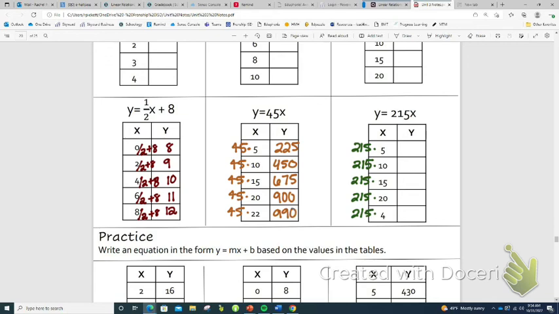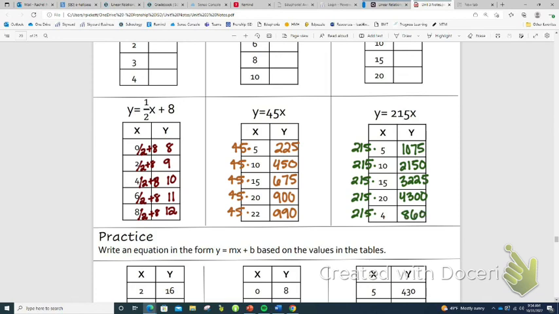Then if we look at y equals 215x, we're multiplying 215 times our x values. 215 times 5 is 1,075. 215 times 10 is 2,150. 215 times 15 is 3,225. 215 times 20 is 4,300. And then it goes down to 4. 215 times 4 is 860.